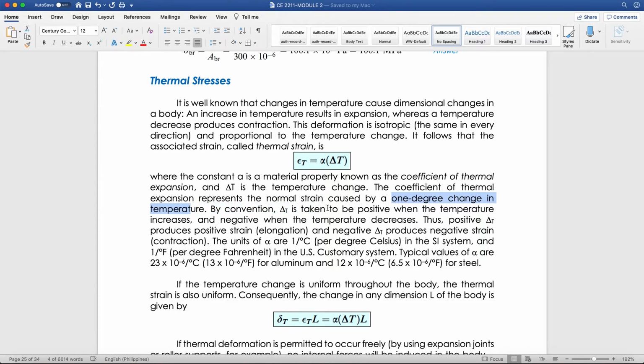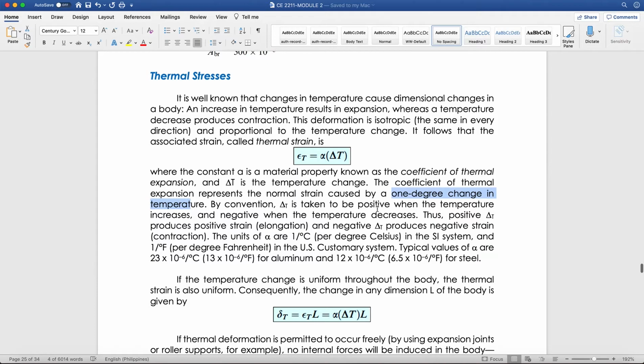So by convention, delta T is taken to be positive when temperature increases. Pag tumaas yung temperature, it is positive. Pag bumaba yung temperature natin, it is negative. Thus, positive delta T produces positive strain. Ibig sabihin, nag-elongate yung material natin.